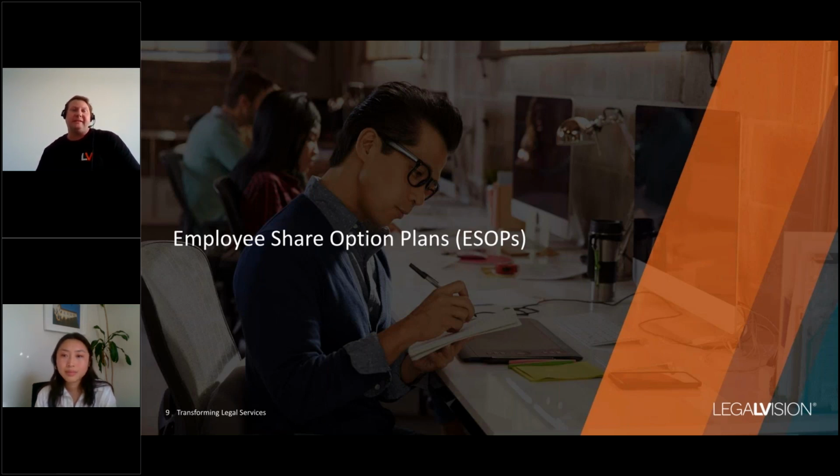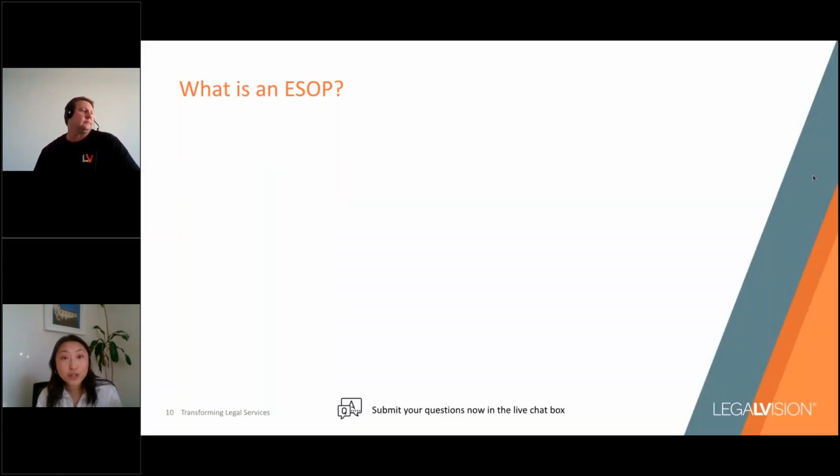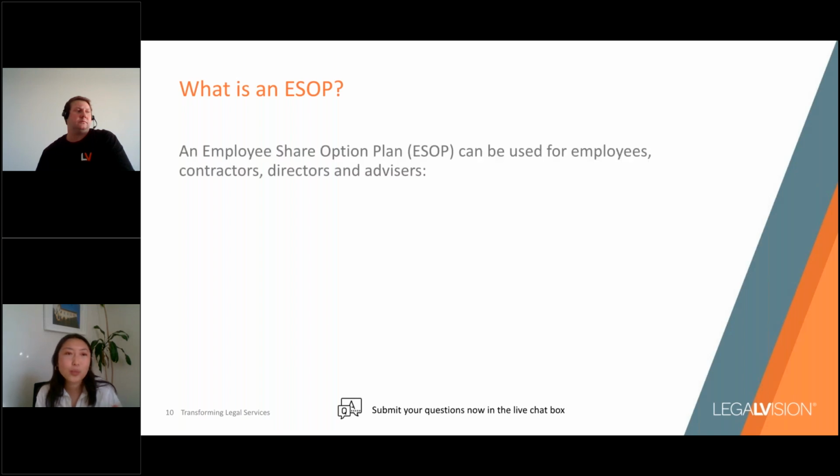So we're moving on to the second part of the webinar, which is basically ESOPs. So I guess, Sophie, can you explain what an ESOP is? Yes. So an ESOP refers to an employee share option plan. And I will flag up front that even though it is referred to as an employee plan for legal and tax purposes, ESOPs can actually be used for a broader variety of people. So you can use it for contractors, directors, advisors, but just for present purposes, I will refer to it as an ESOP, and I'll refer to employees as well.